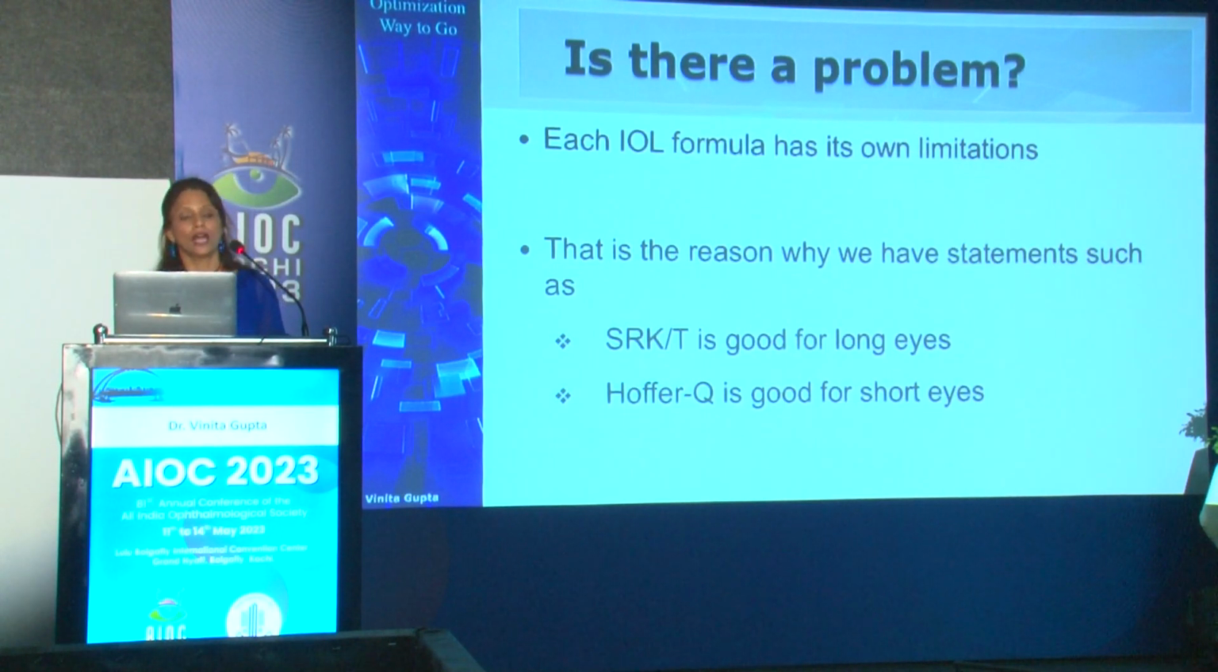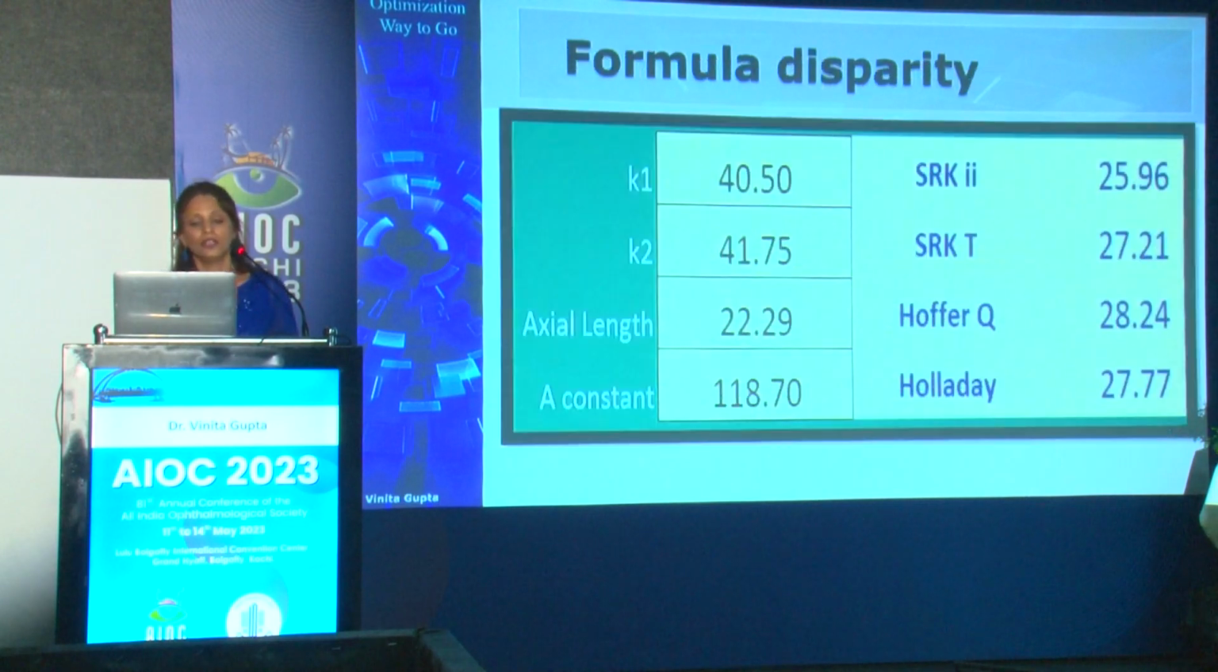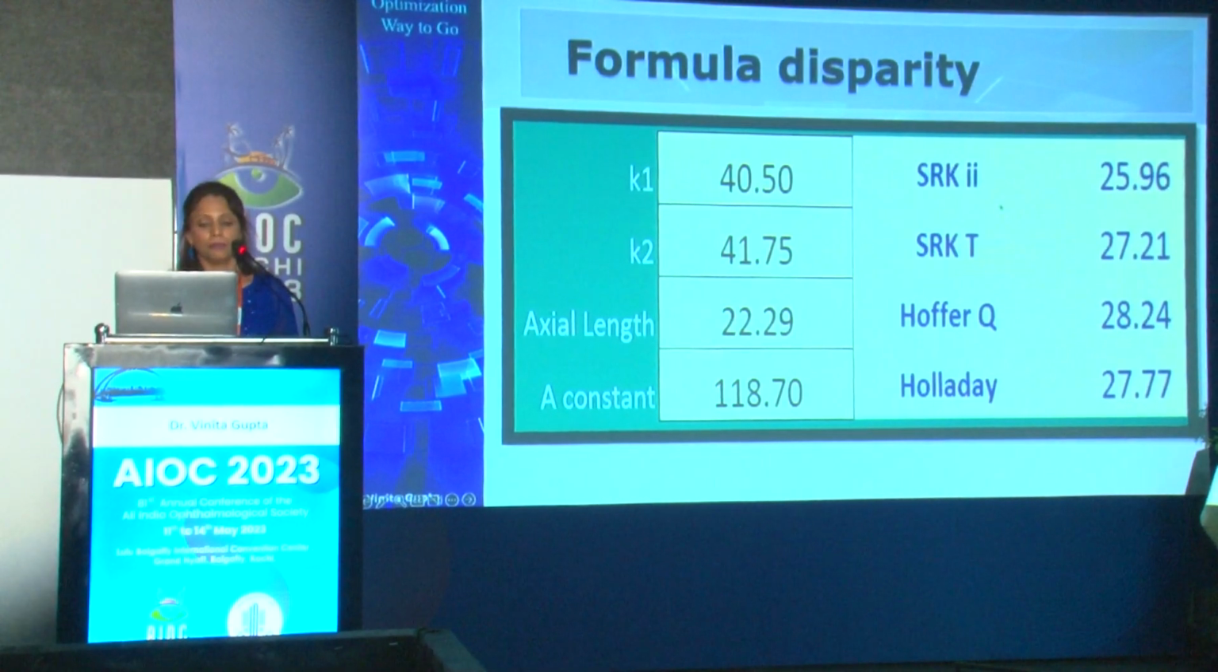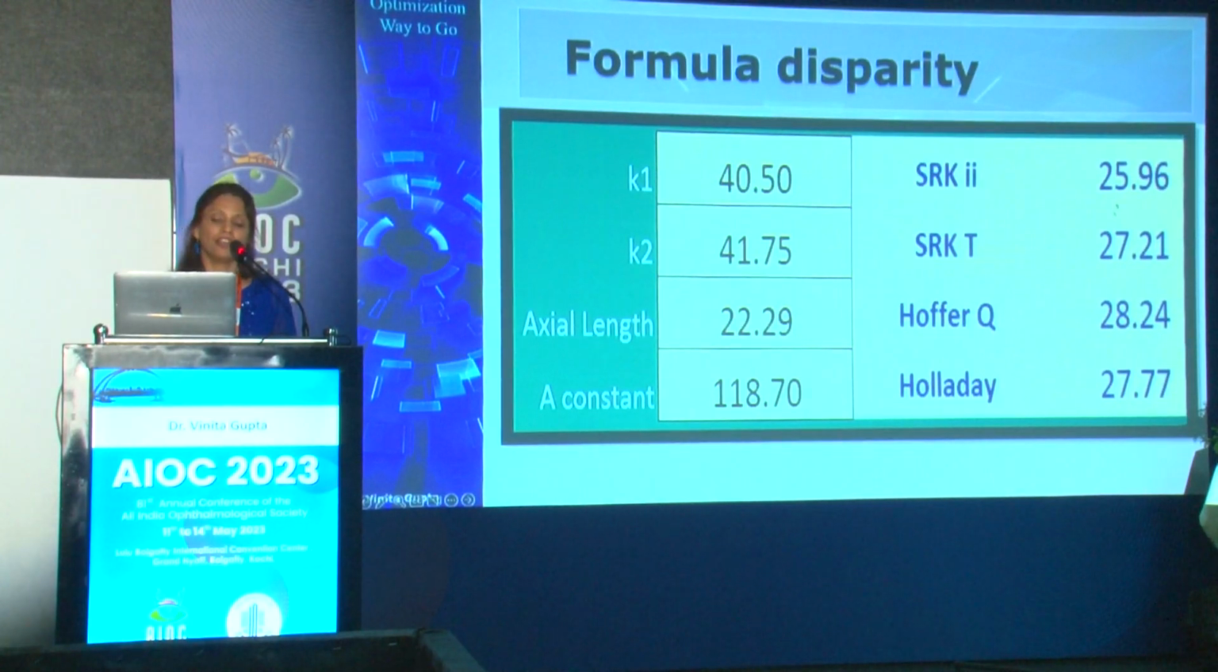SRK/T is good for long eyes, Hoffer Q is good for short eyes. So let's take an example. These are the input parameters which I have put in. The A constant I have put as given by the company person. But look at the range of variation which I get using different formulas. None of the formulas is even close to each other. Every formula is 0.5 to 1 diopter away from each other.